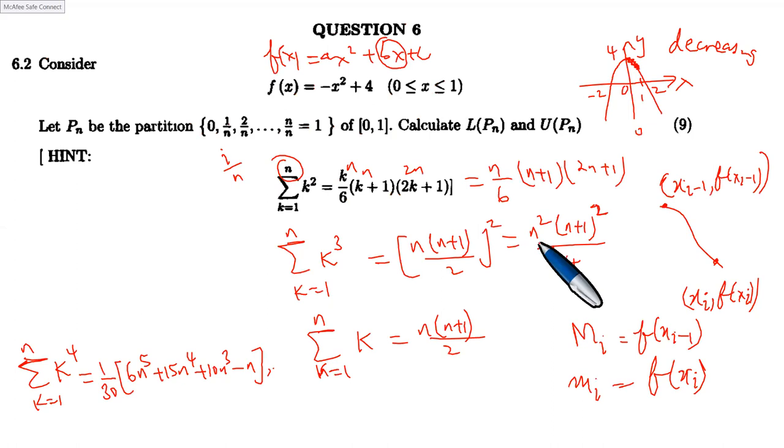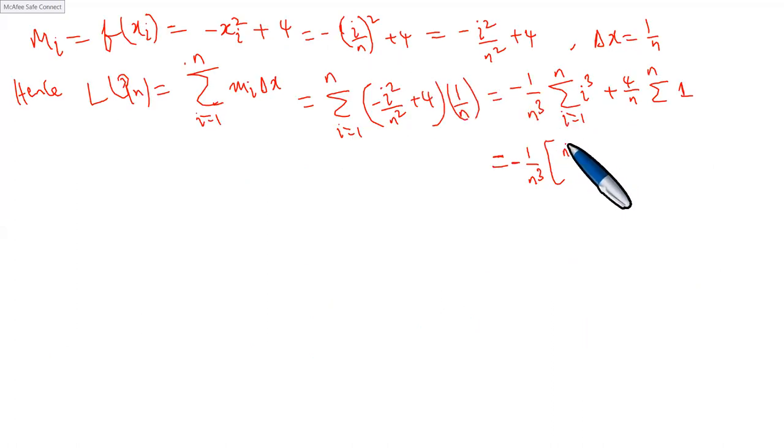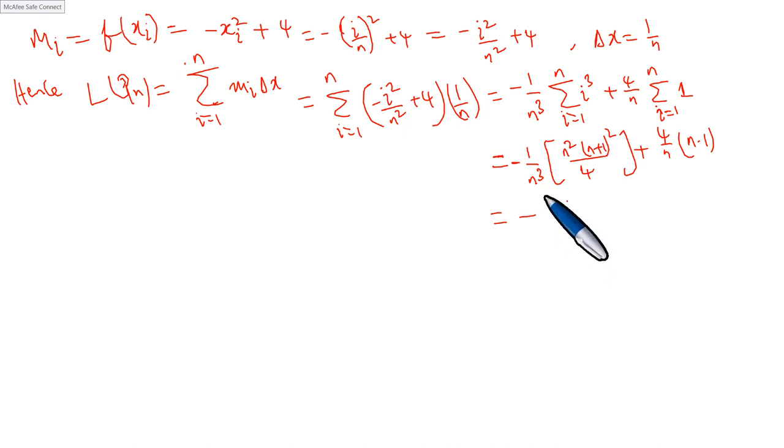The sum of the cubes is this one, n squared into n plus 1 squared over 4, plus 4 over n, the summation from i equals 1 to n. You're adding constants 1, so it's n times 1. The n squared cancels one n squared from the cube, giving us minus n plus 1 over n, plus 4.